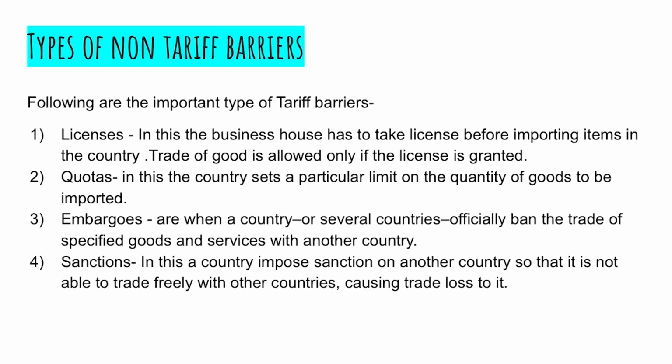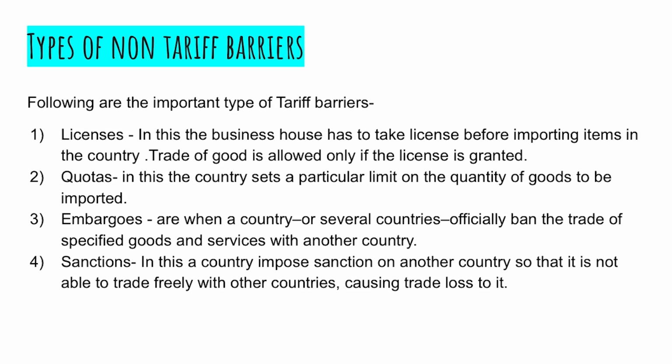Now we'll take up the types of non-tariff barriers. So the first one is licenses. In this, the business house has to take a license before importing items into the country. For example, if I want to import crude oil into the country, the government will announce a policy that anyone willing to do the business of importing crude oil has to obtain a license from the government. So by this, the government is controlling the trade of importing oil into the country. How? By issuing licenses.